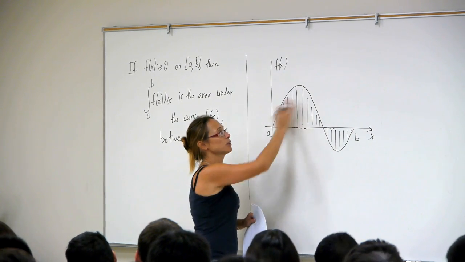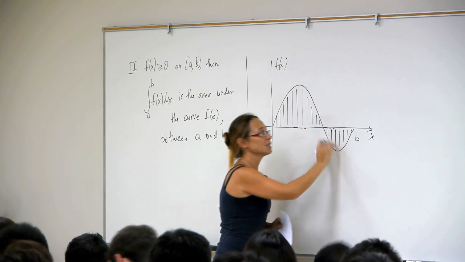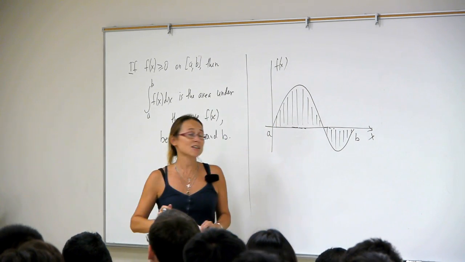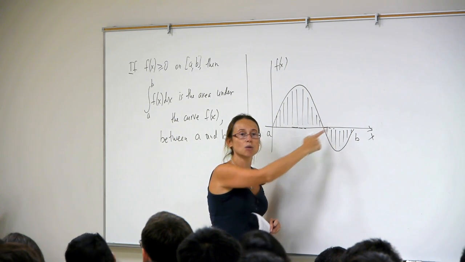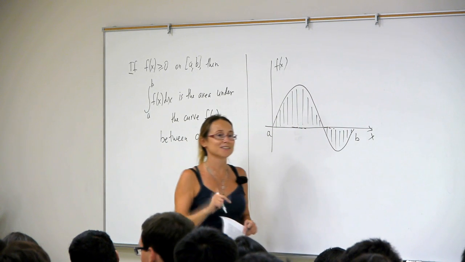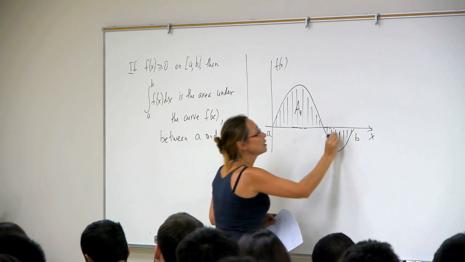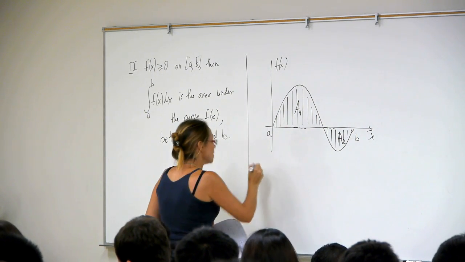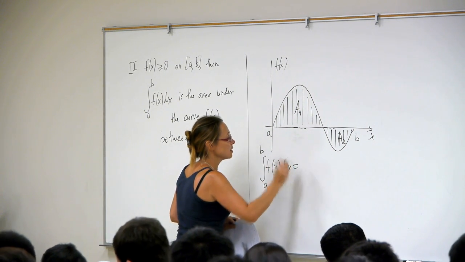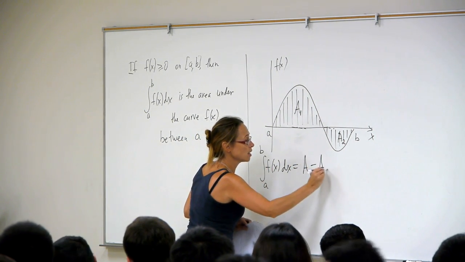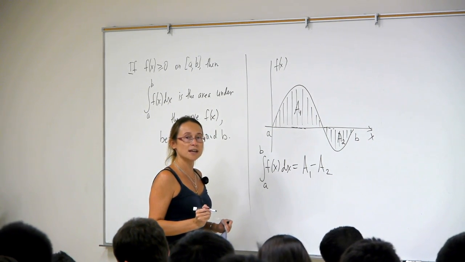So we can do them separately. We can group these together, and we get the area under this part of the curve. And then this here gives me also an area, but it has a negative sign, because each of the components here has a negative height. So if we call this area A1 and this area A2, then the integral of f of x dx is equal to A1 minus A2. This is called the net area, or the signed area.